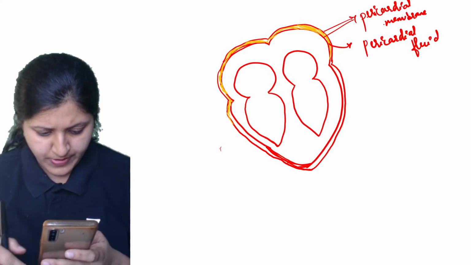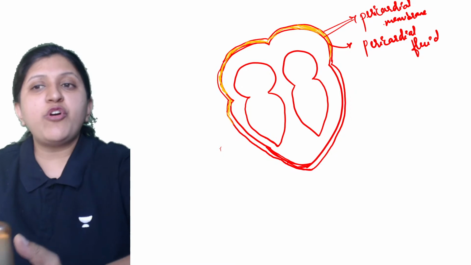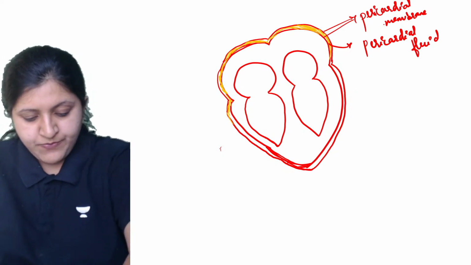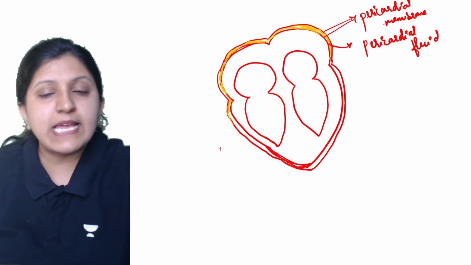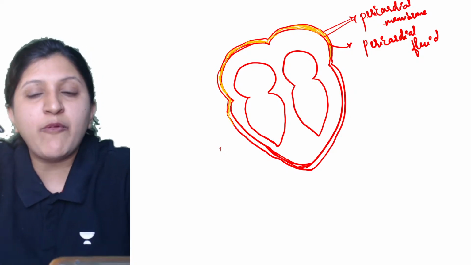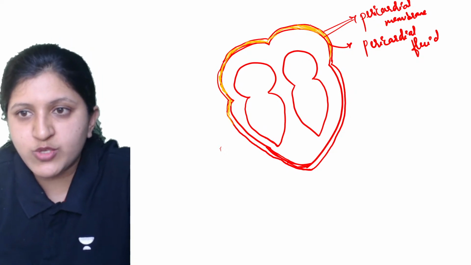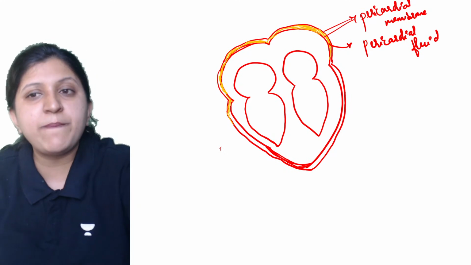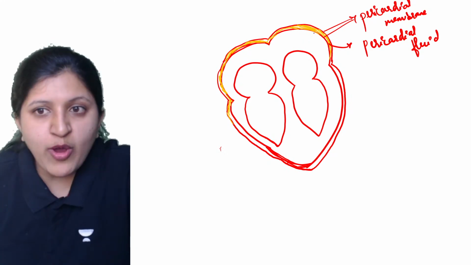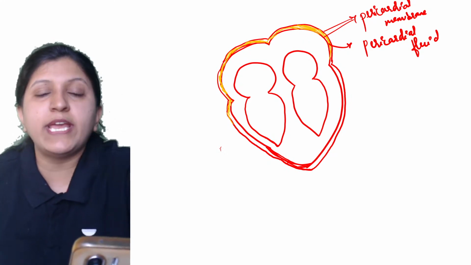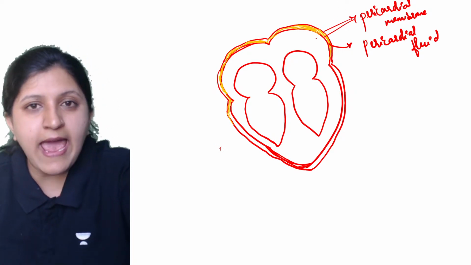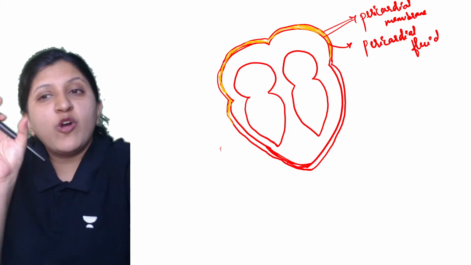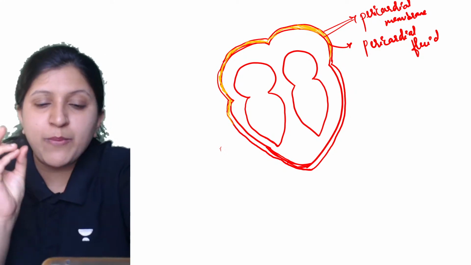What is the function of pericardial fluid? The function of pericardial fluid is basically lubricating the membrane, so it will avoid the friction between these two membranes. There is the outer membrane and the inner membrane, so it will avoid the friction. That means it is lubricating. Another function is it will act as a shock absorber, and also it helps in keeping these two membranes together.